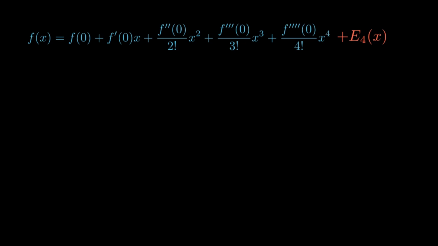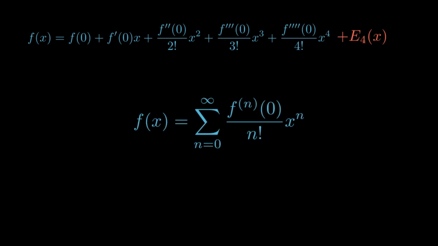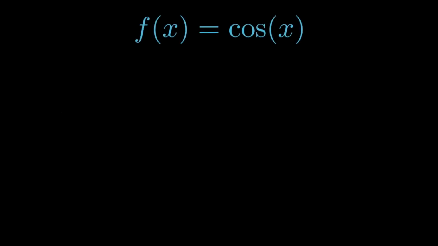We can now write the general formula with an infinite number of terms as a sum. This is called the Taylor series. It's a way of approximating a function with an infinite number of terms in a polynomial. We saw a moment ago that there isn't an exact formula for the cosine function. Let's try to approximate it with a polynomial using the Taylor series.